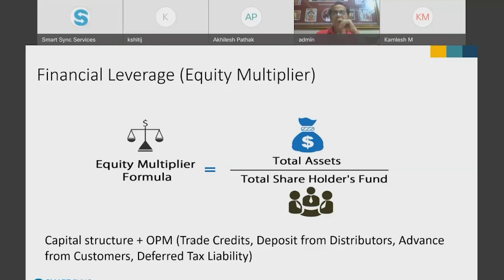So what do I mean by saying that without using the owner's capital? That means they get possession of other people's money. So we have written here OPM, you can see in the slide, right? That OPM means other people's money. And how do other people's money come to a good business? That comes in the form of trade credits, deposit from distributors, advance from customers, deferred tax liability.